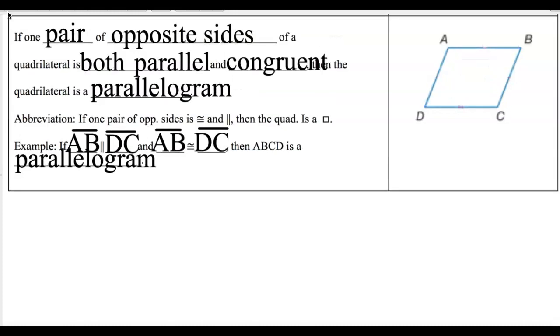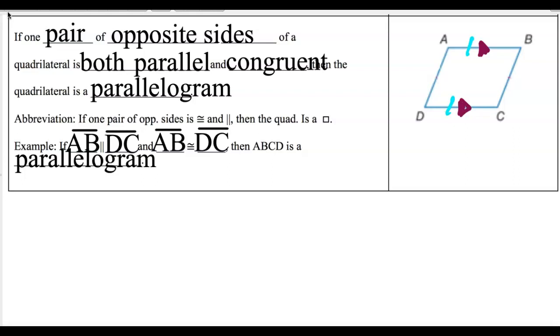The last one here is really only considering one pair of opposite sides, and we can see here that if we knew that this side here and this side here were parallel, that's what those little triangles mean, and if we knew that this side was congruent, that is enough to prove that the shape is actually a parallelogram.